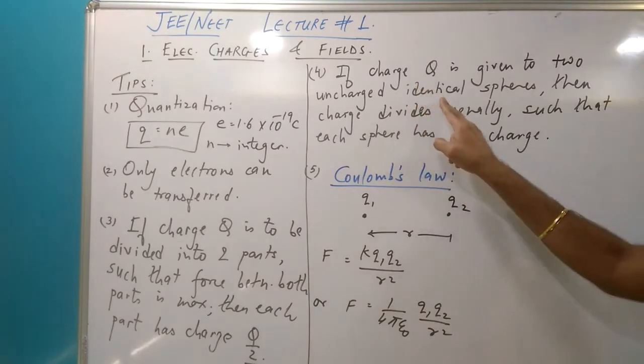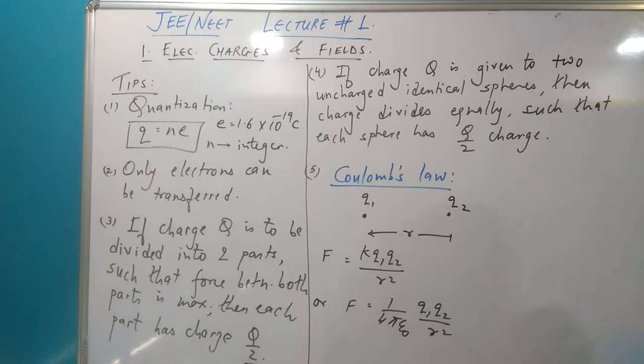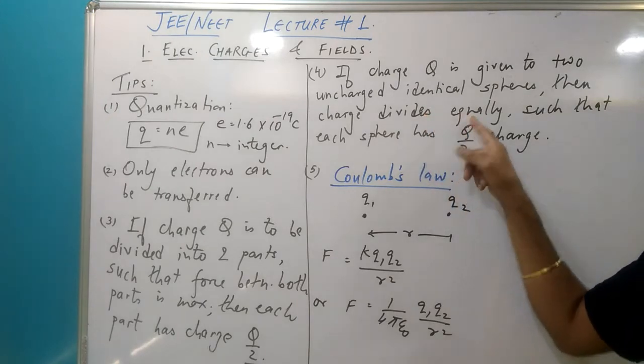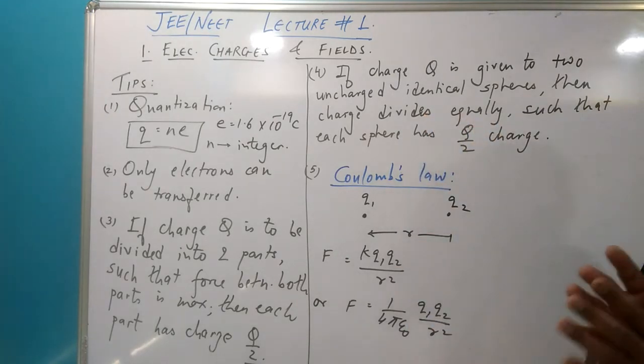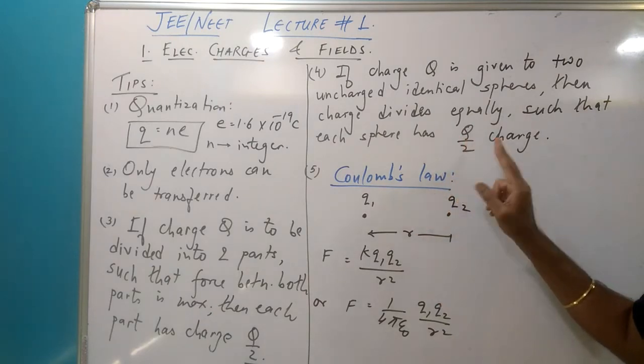Thirdly, if charge Q is given to two identical uncharged bodies or uncharged spheres, then charge between them will divide equally, so that when both bodies are charged, both will have an equal charge, that is Q by 2 each.